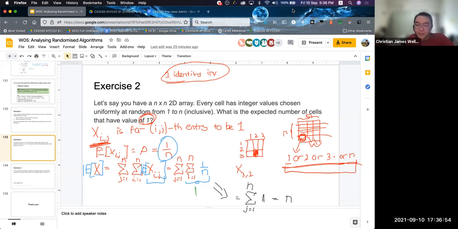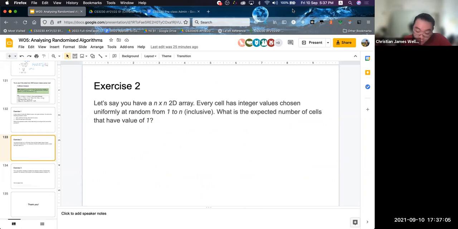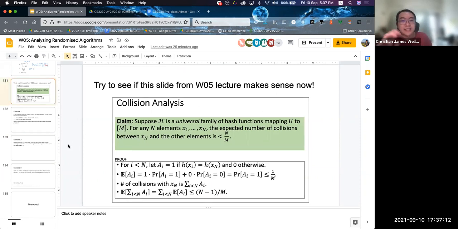I just wanted to extend it to 2D because I want to handle nested for loops, or loops that span across 2 dimensions. Hopefully these simple exercises make you more confident in randomized analysis using indicator random variables, and try to look at this slide again and see whether, okay, now I'm sure what this slide is doing. And with that, I'll get ready to close the session, but I am happy to take maybe 1 or 2 more questions if you have.